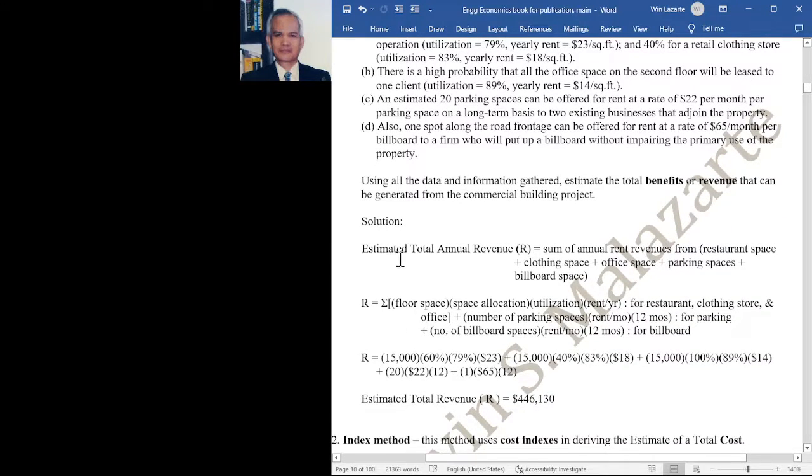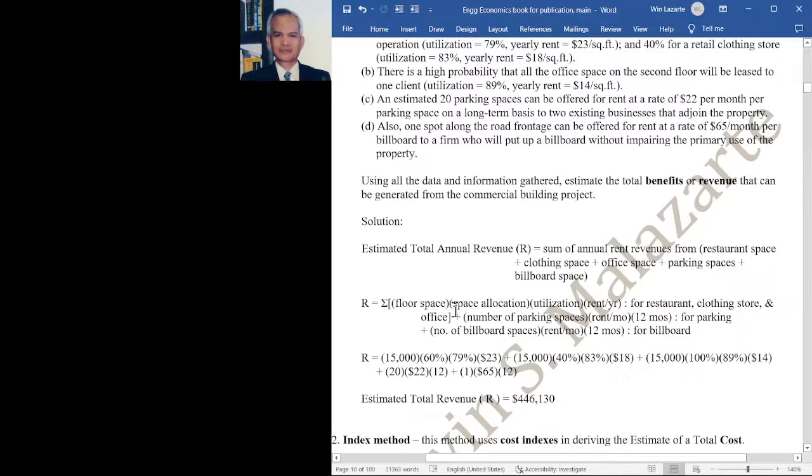So the total estimated annual revenue is just equal to the sum of the annual rent revenues from the restaurant space, the clothing space, the office space, the parking spaces, and the billboard space. In formula form, for each of the restaurant, clothing, and office spaces, this is the formula for computing the annual rent revenue.